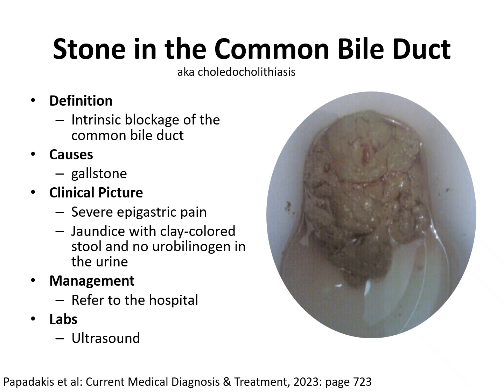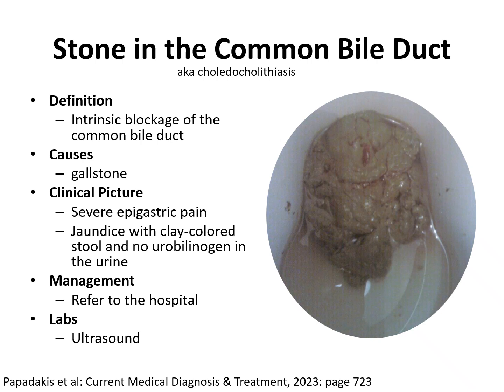bile duct. So this is defined as an intrinsic blockage of the common bile duct caused by migrating gallstones from the gallbladder through the cystic duct and getting stuck somewhere along the common bile duct before it gets to the ampulla of Vater.